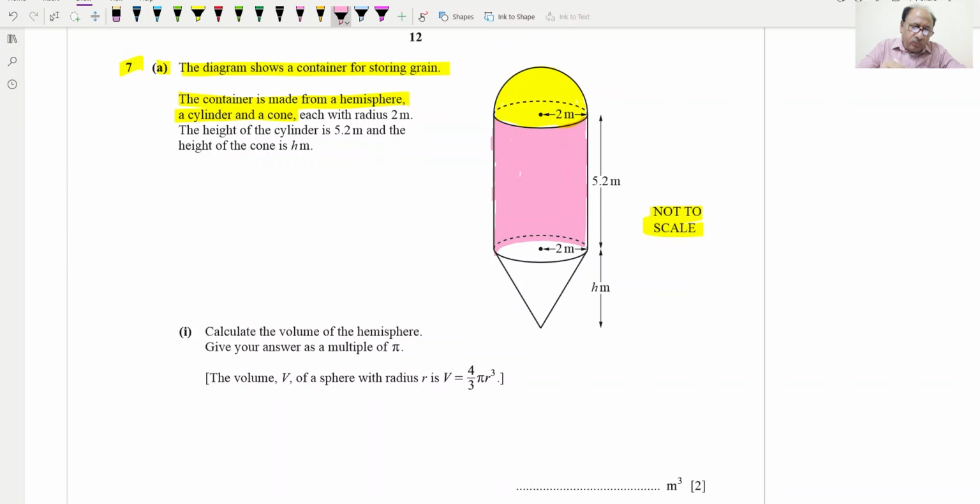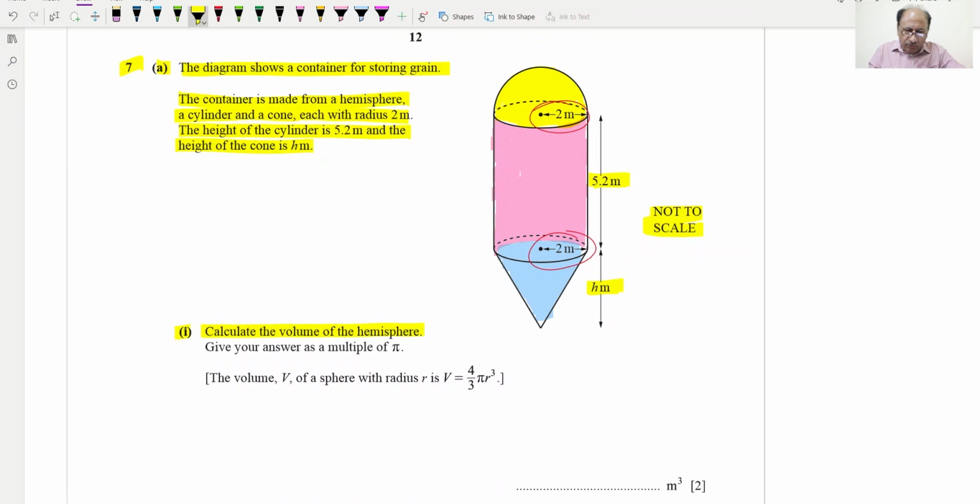Now which one is the cone portion? This is the cone portion. So we have these 3 types of shapes, and they're saying each with radius 2. So the radius is 2, they have mentioned. And what next? The height of the cylinder is 5.2 meters and the height of the cone is h meters.